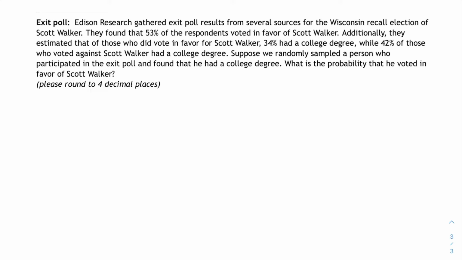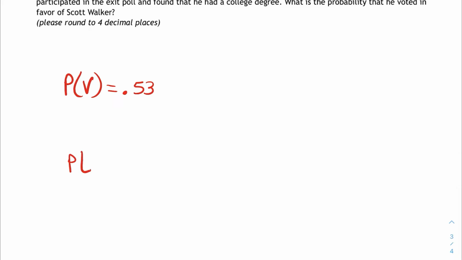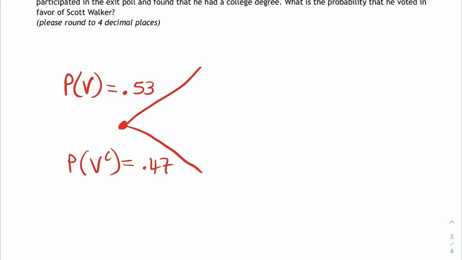So here's some information that's given. They're giving us the probability that somebody voted for Scott Walker. I'll abbreviate that, the probability of V, or the probability of voted for Scott Walker. They gave that as 53%. Now by default, that means that the probability of not V, or the probability of not having voted for Scott Walker, has to be the complement, 1 minus that number, which is 47%. Those have to be complements. And that's the first branch of your tree. The first branch of your tree has those who voted for Scott Walker and those who did not vote for Scott Walker.